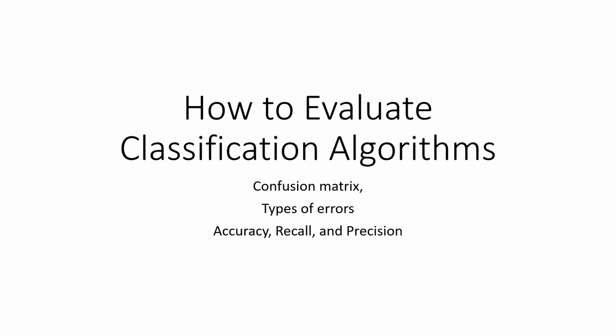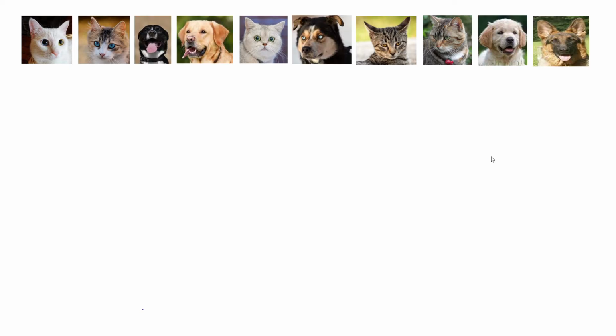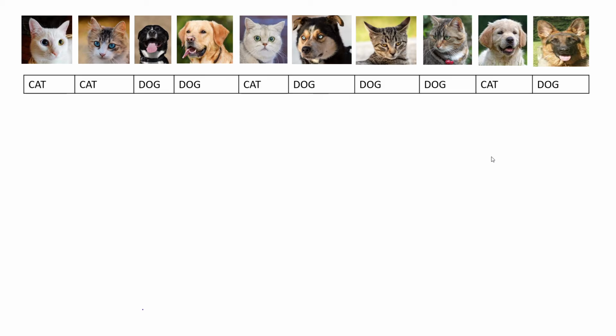confusion matrix. I'm going to talk about different types of errors, and most importantly, I'm going to talk about the three measures of performance, which are accuracy, recall, and precision. Let's start with an example. Suppose that you are given 5 pictures of cats and 5 pictures of dogs, and your task is to design a machine learning algorithm to correctly classify them. And this is the result of your algorithm.